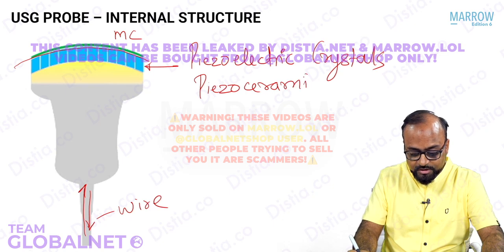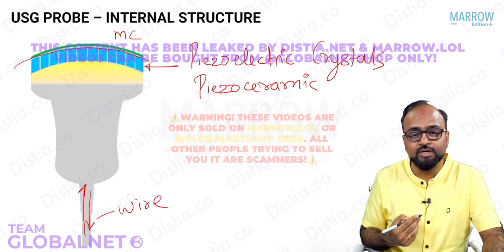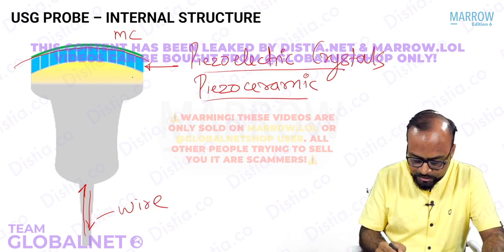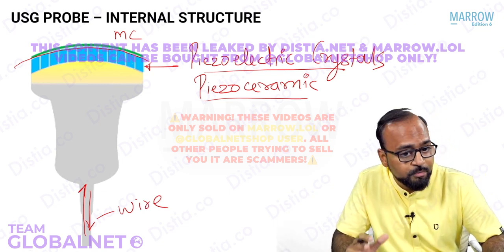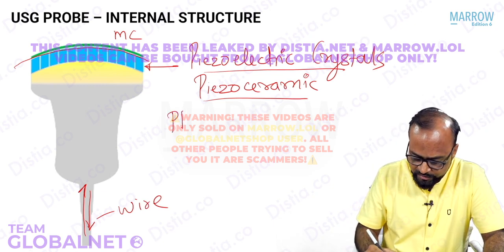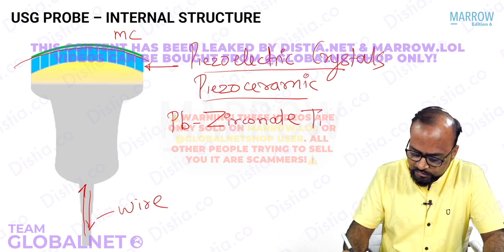piezoceramics. What is the basic principle of ultrasound? Piezoelectric effect, right? That is how ultrasound beam is produced. It is produced from what? It is produced from piezoelectric crystals or piezoceramics. There are multiple crystals on the surface of the probe. The most common crystal which is used is called lead zirconate titanate.